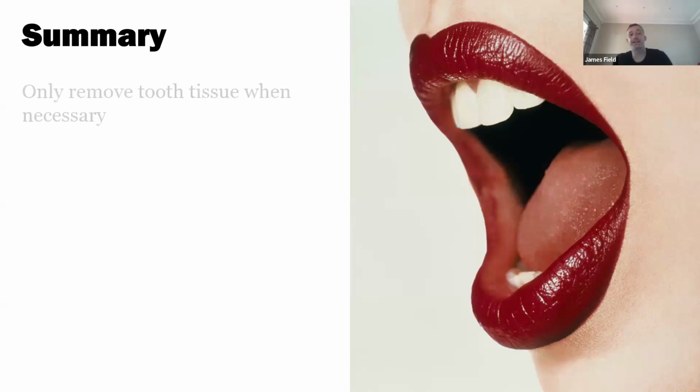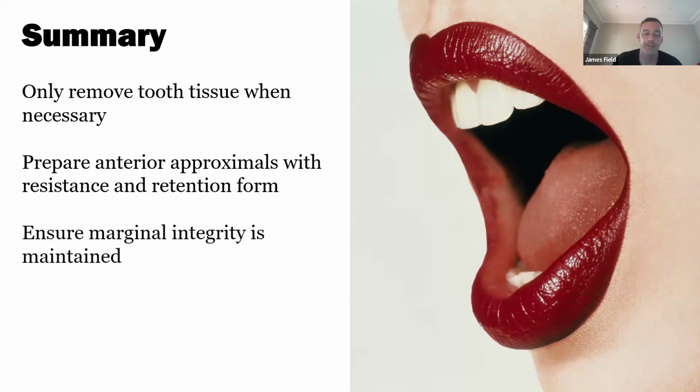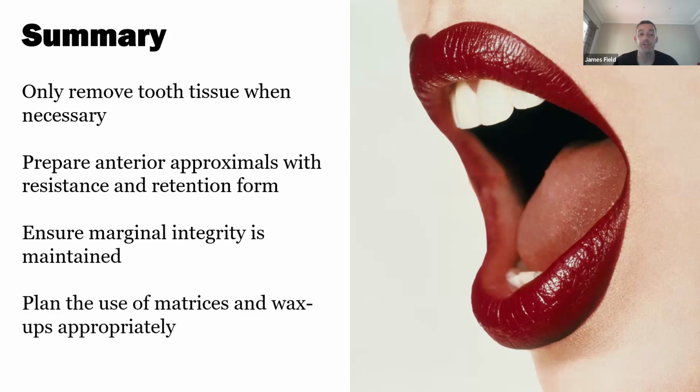So in summary then tonight, what are my key messages? Well, the first one then is, again, to only remove tooth tissue when it's absolutely necessary, and also to prepare anterior approximals that actually do have resistance and retention form in them, and really thinking about not just getting in there and removing affected tooth tissue and degraded tooth tissue, but thinking about your actual cavity form. Ensuring that marginal integrity is maintained, not just by your cavity form, but through your bonding protocols and through your adaptation of the material, but also planning the use of matrices and wax ups appropriately.